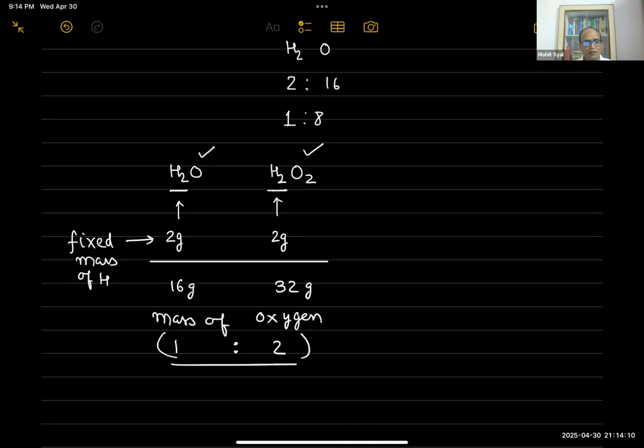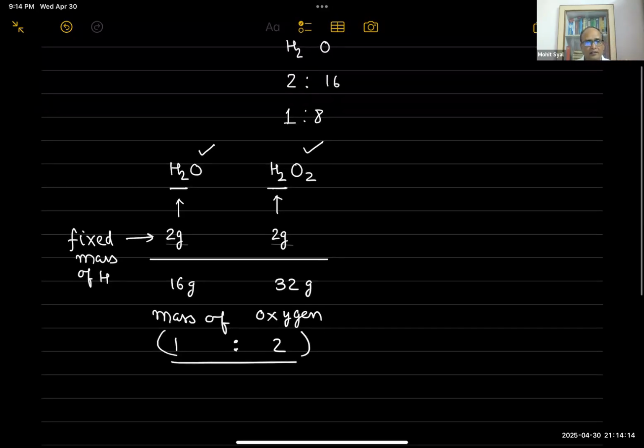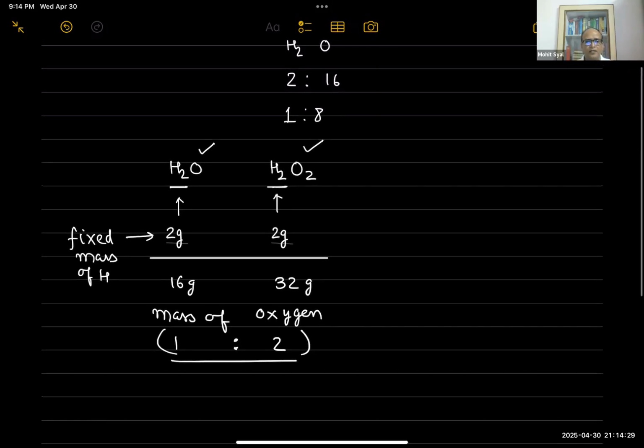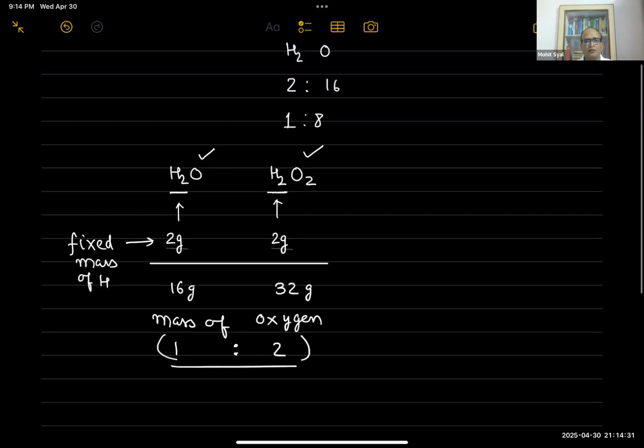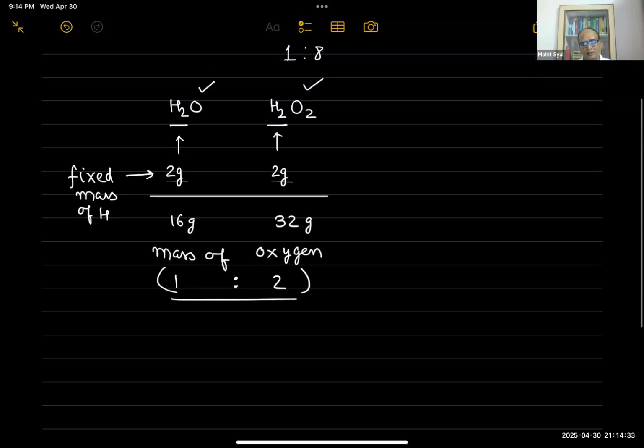So that's what law of multiple proportion is. So you take the mass of any one element fixed, the ratio of masses of the other element present in both the compounds will be in simple whole numbers. Is it clear or not? Yes. So that's what we discussed.